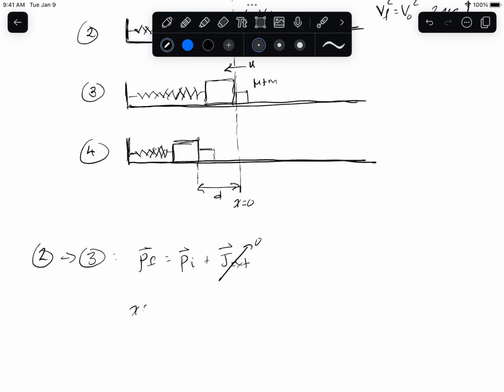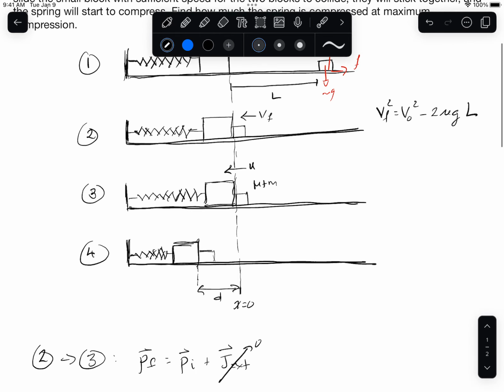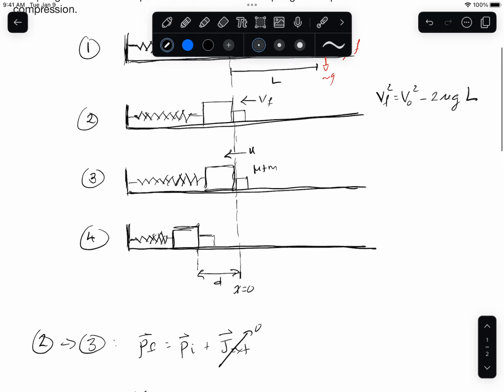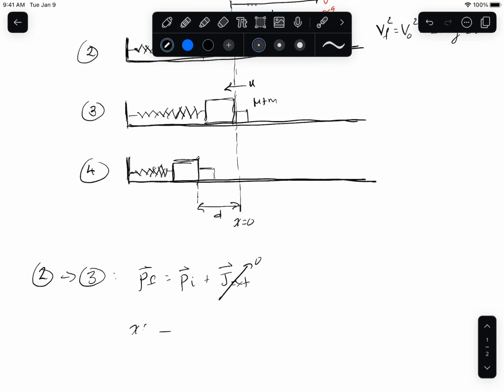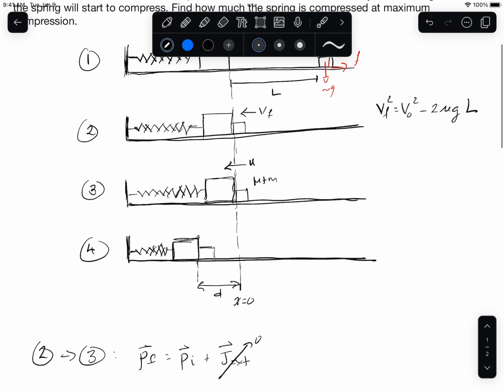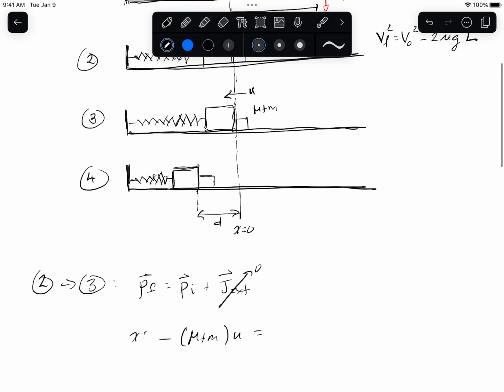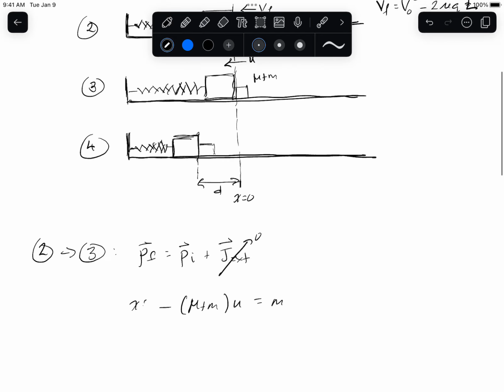So along the x-axis, the final momentum is to the left. So I'm going to have minus. The two blocks together have this mass, and they have this speed. So this is the final momentum. And the initial momentum is all in the little block, which has mass little m, and has velocity vf, which we already know. And this is to the left. So there's a minus sign there. So this minus sign cancels this minus sign.